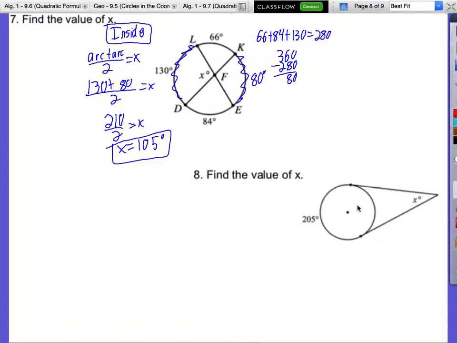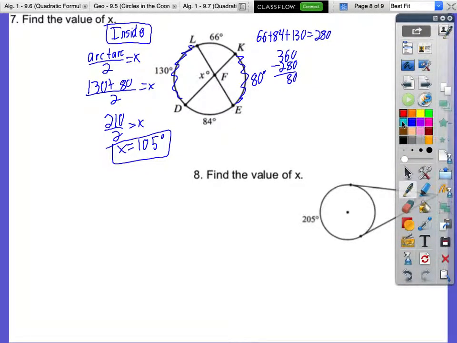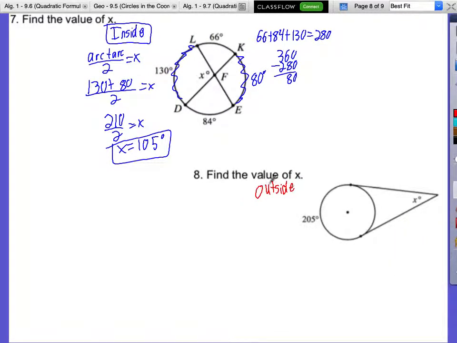Number 8. Hey, what scenario do you have on number 8? Where's our vertex? Outside. And so what do we use when it's outside? Spark minus lark over 2. Yes, spark minus lark over 2.